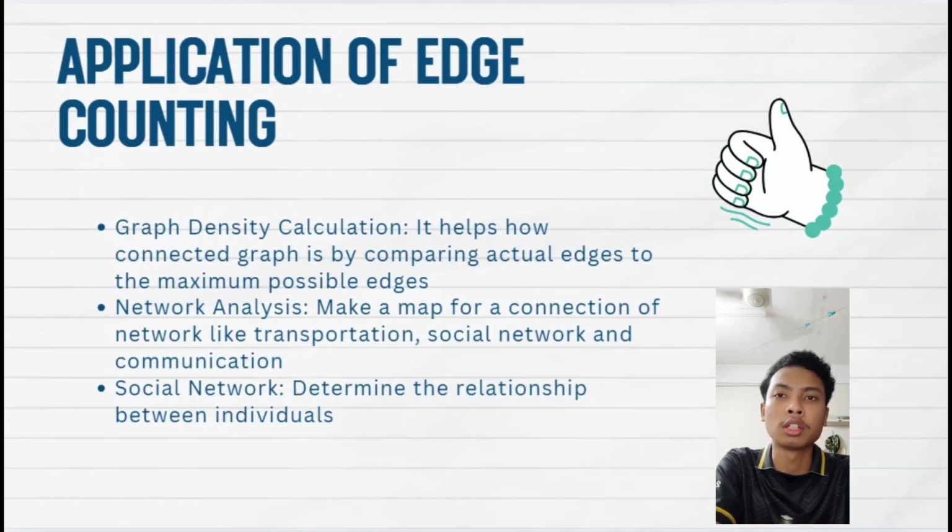Thirdly, social network determines the relationship between individuals by comparing if this person has a connection to the next person and so on.